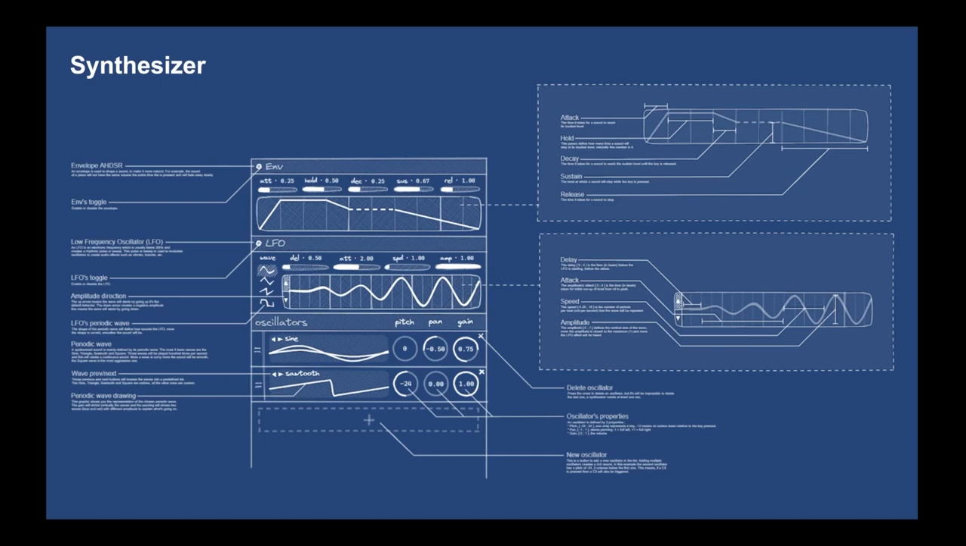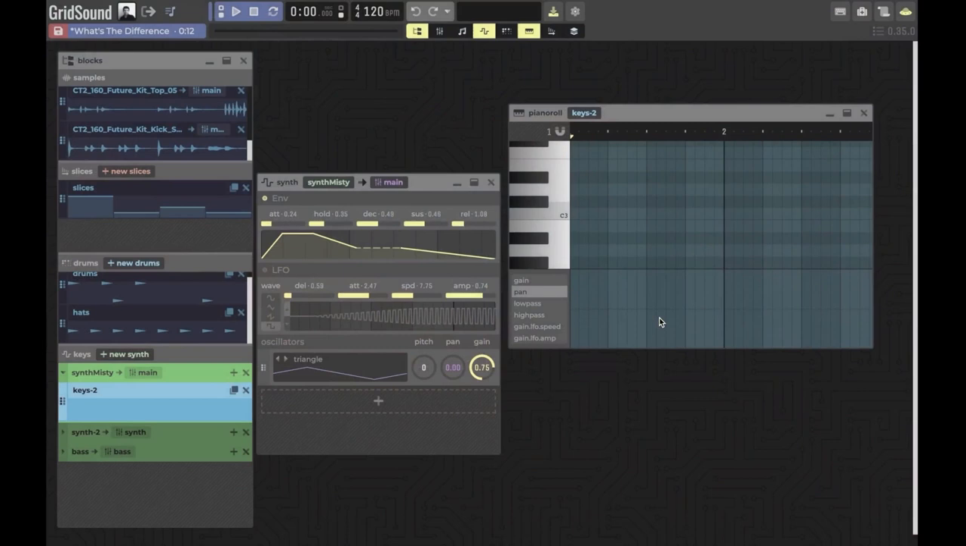Let's discover this in Gridsound. So here is the piano roll. We create some notes like that and just make a little composition. In the piano roll, we can create portamento, making the note changes really smooth. But we will speak about that later.